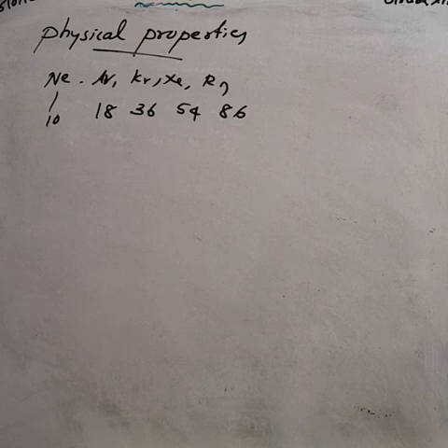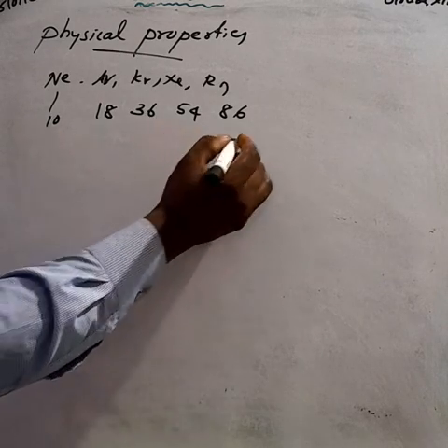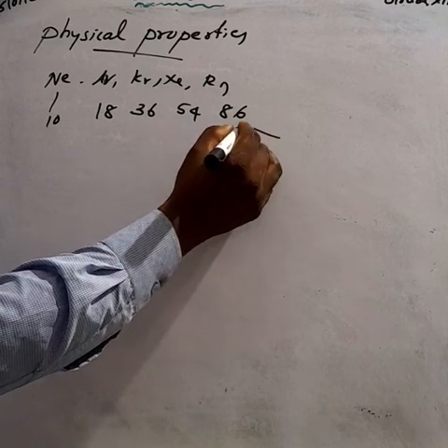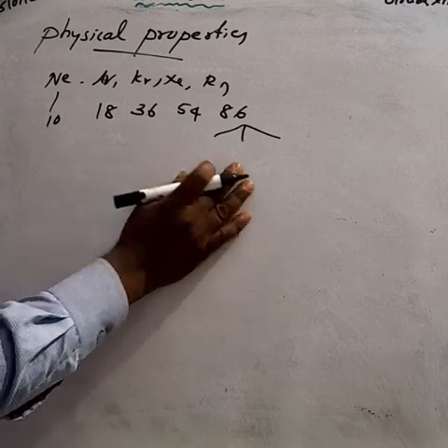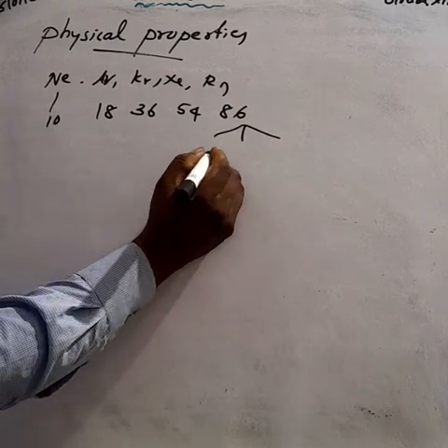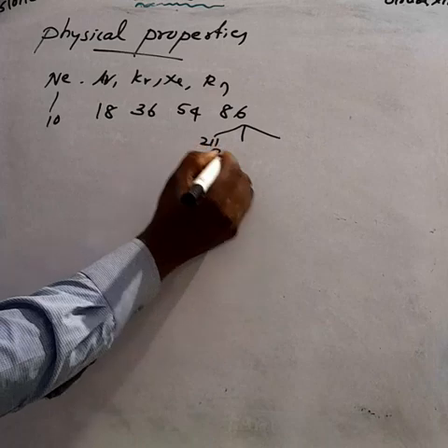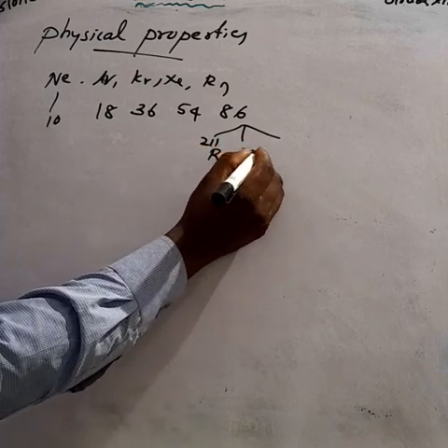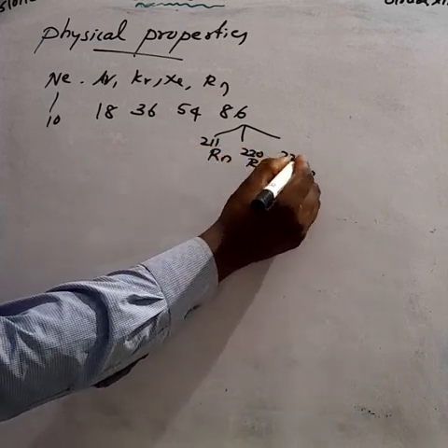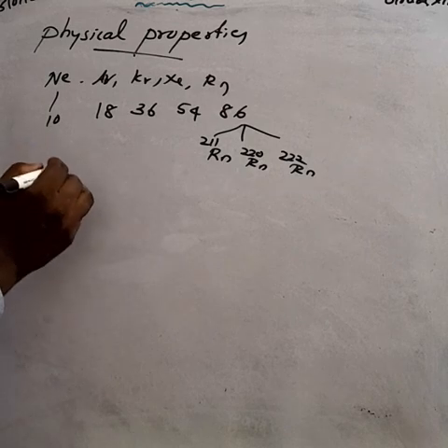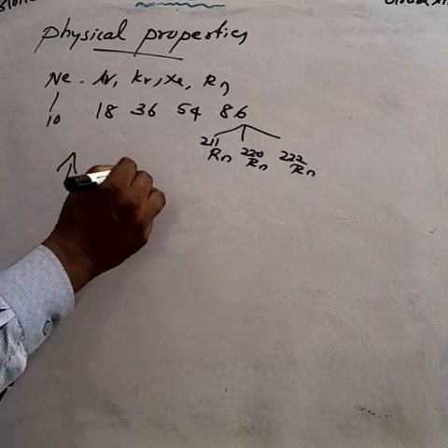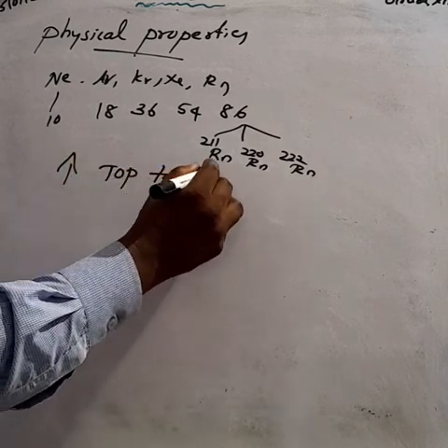About isotopes, neon, argon, krypton, and xenon have a single isotope. Radon has 3 isotopes, don't forget that: radon 211, radon 220, and radon 222. Next, about the atomic mass. Atomic mass also increases from top to bottom. Am I right? You have to mention that, and you have to learn it.